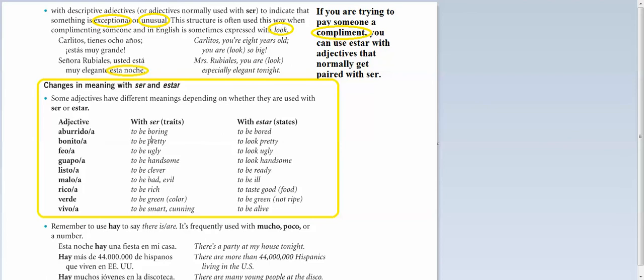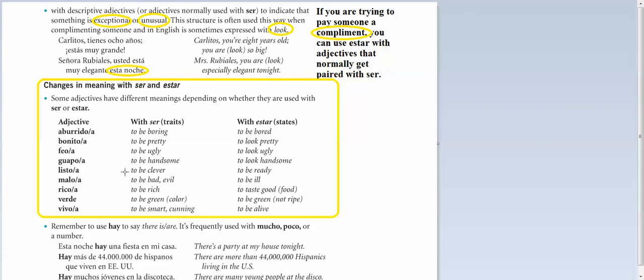Bonito. Ser with bonito means to be pretty. With estar, it's to look pretty. So I might say, for example, Selena Gomez es bonita. She's pretty. And then I might say, Jessica Biel, tú estás muy bonita en tu vestido de novia. So Jessica, you're very pretty in your wedding gown. So if I want to say you look really pretty with your hair done this way or wearing a dress, that's with estar. And feo and guapo fit that because they're synonyms and antonyms for that. So with ser, they both mean ugly and handsome. With estar, they look ugly and handsome.